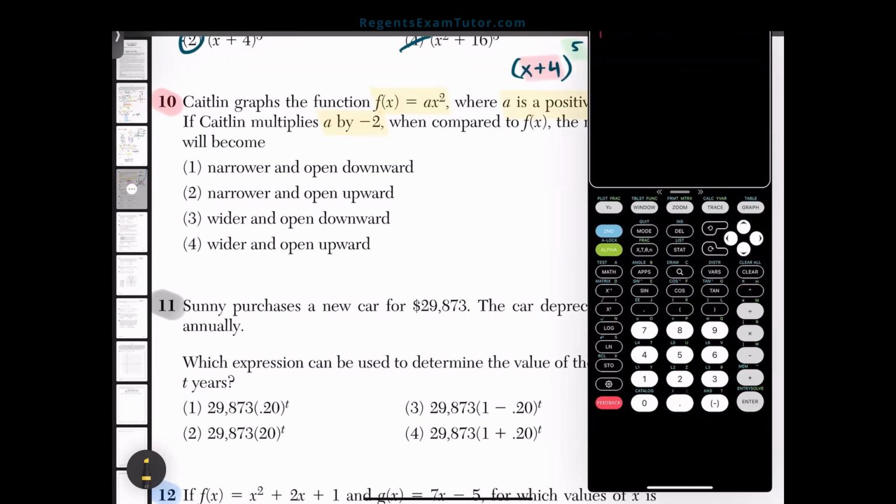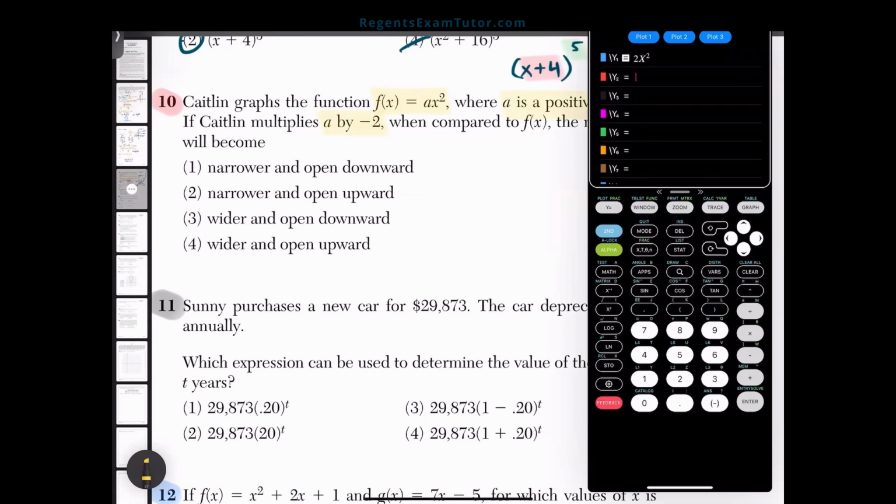If we press that y equals button on the top left, we can plug in our a value of 2, our x value, which is the button to the right of the alpha green button on the top left, and then we're going to square that. So we can see what that graph looks like.